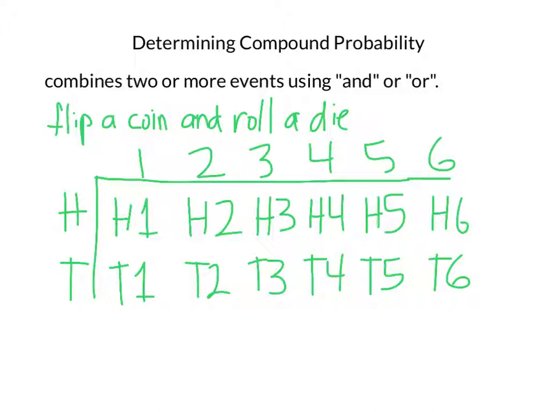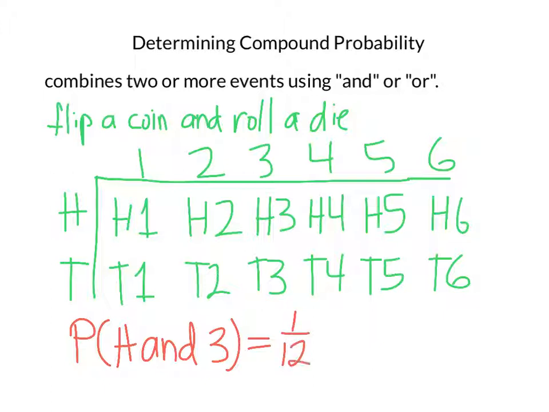Now when they ask about probability, then they will usually ask about, like, what is the probability of flipping a heads and rolling a 3? Well, this is intersection, meaning there's only one possible outcome. It's H3. So 1 out of 12.